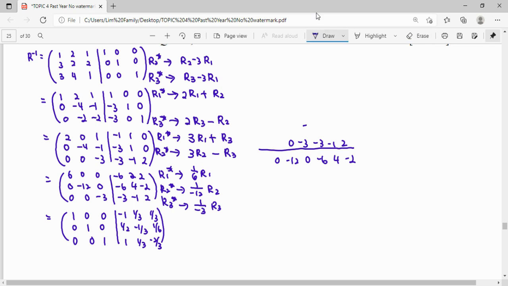So therefore, R inverse is equal to row 1: negative 1, 1 over 3, 1 over 3, and then row 2 is 1 over 2, negative 1 over 3, 1 over 6, and then row 3 will be 1, then 1 over 3, and then negative 2 over 3. So this is how we get our R inverse.